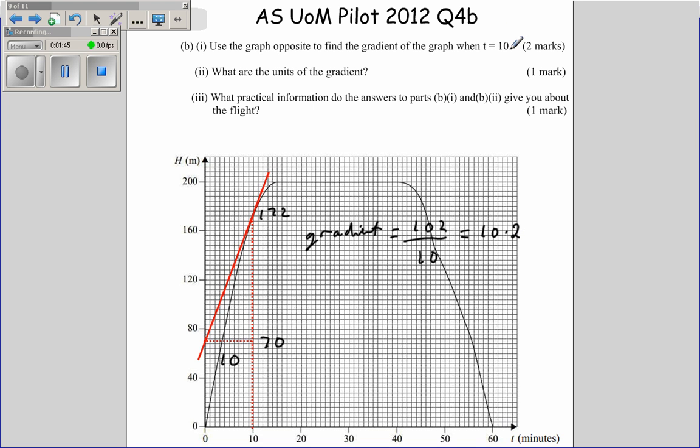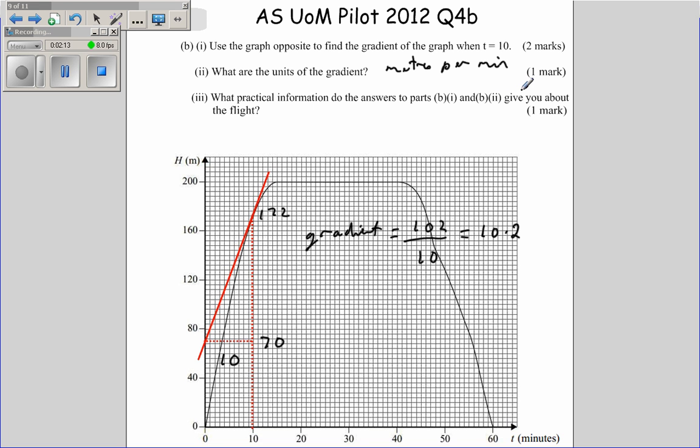What are the units of the gradient? Well, the units of the gradient were going up in meters on our y-axis and minutes on our x-axis. So we're going up in meters per minute. Meters per minute.